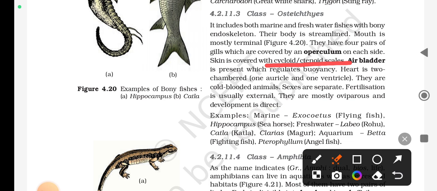And development is direct. A lot of times I tell you what direct development and indirect development are. Direct development means no larval stage is found. You have to learn the examples, like Exocoetus (flying fish), Hippocampus (seahorse), and freshwater Labeo, which we call rohu, and katla. You have to learn all the examples.